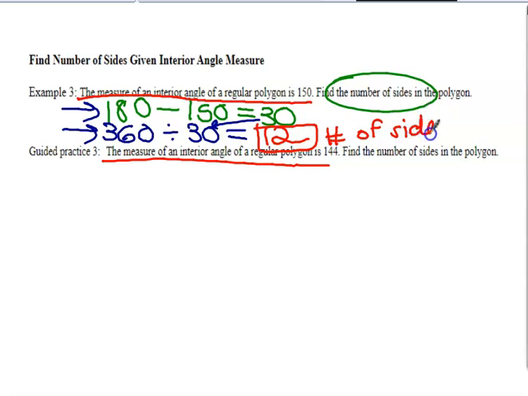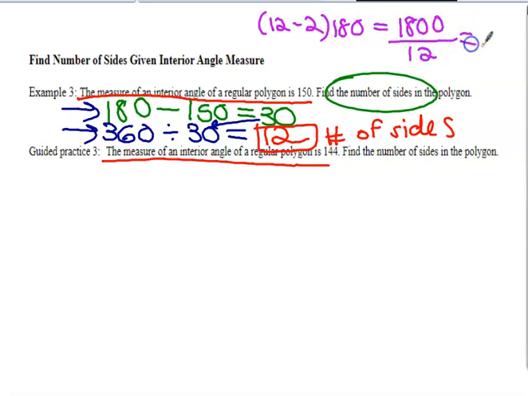Then if you're like, I don't know if that works, well, you can work backwards. So 180 times 12 minus 2. And what do you get? You get 10 times 180, and that's 1800, right? And then you're going to divide that by 12 and see what you get. And you get 150. Okay, so that's how you can kind of check.